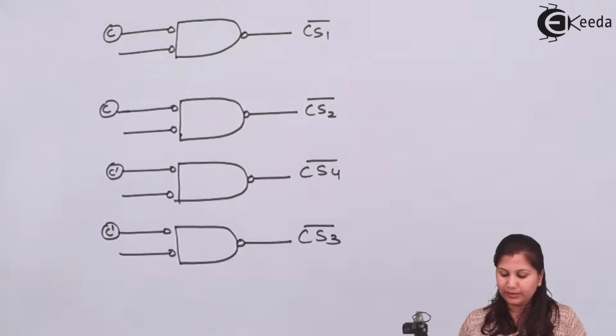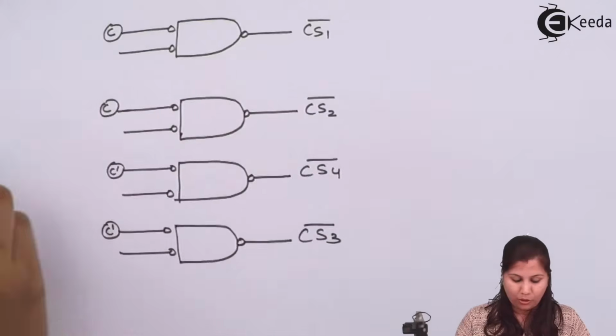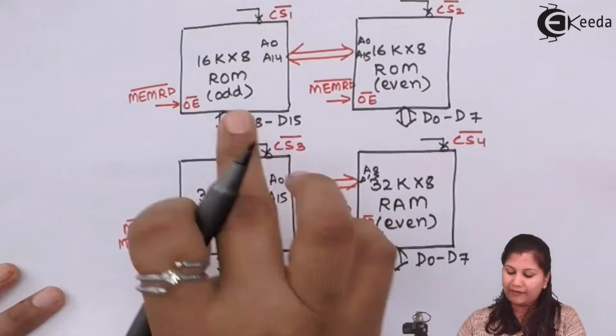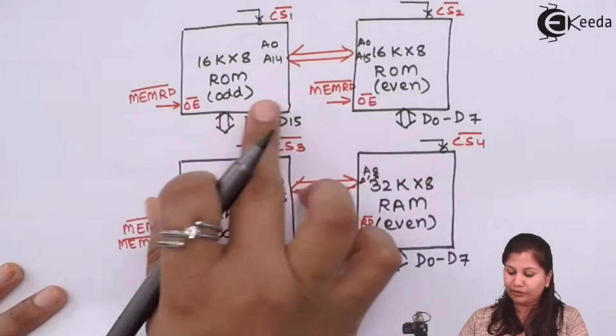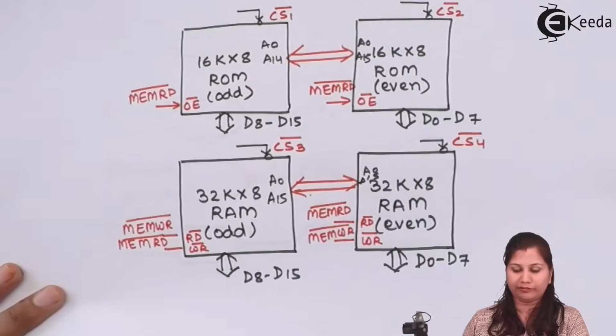Now we have to use the bus high enable and A0 also. For odd address, you can see here we have odd and even, so we have to differentiate between these two. We will use BHE and A0 to differentiate it.